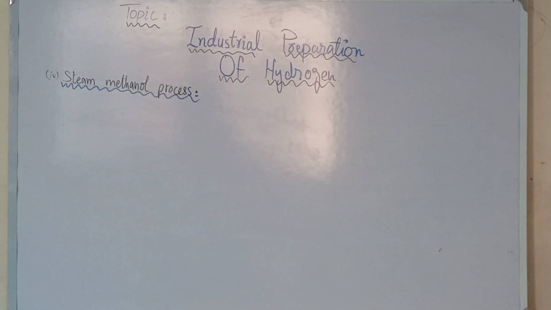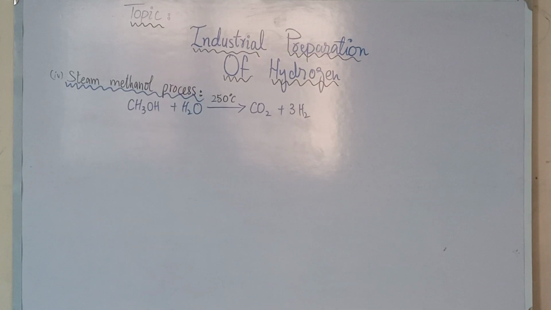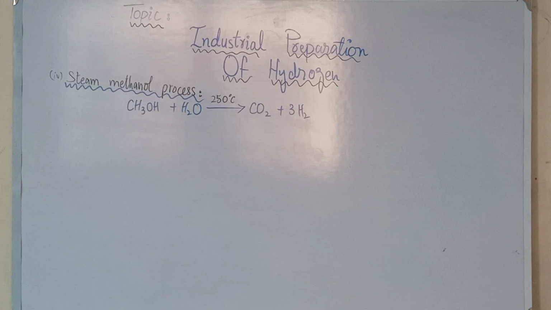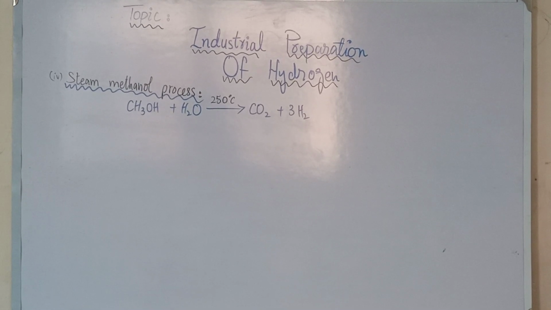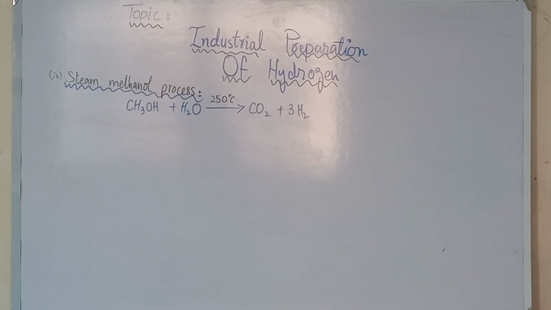In this process, a mixture of steam and vapors of methanol is used. When heated at 250 degrees centigrade, it produces a mixture of hydrogen and carbon dioxide. Both are in gaseous form. Now if you want to separate carbon dioxide from hydrogen gas, it can be separated by passing the mixture through water under high pressure, whereby carbon dioxide will dissolve in water and free hydrogen gas is obtained.